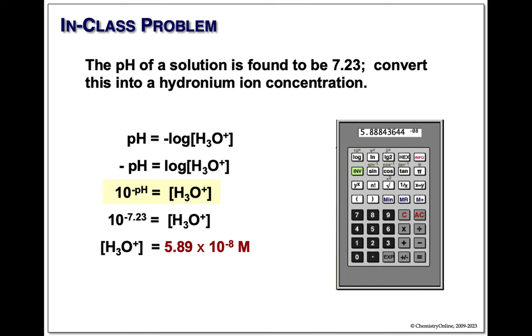Any questions? Do you do the calculations again? I'm sorry? Well, we did it this way. We have 10 to the minus 7.23. We type that in to our calculator. We figure out how to get 10 to the x. Everybody's calculator is different. Mine is the green button followed by this, and that's our number. That's hydronium.